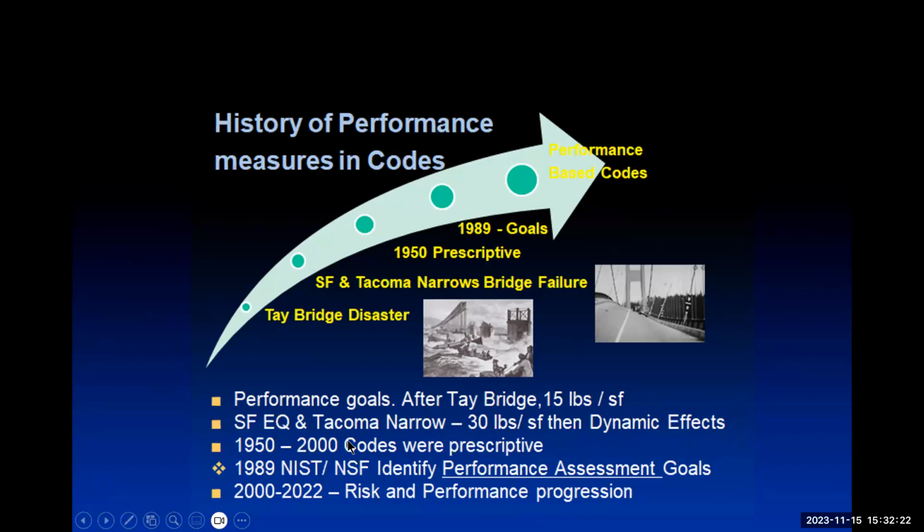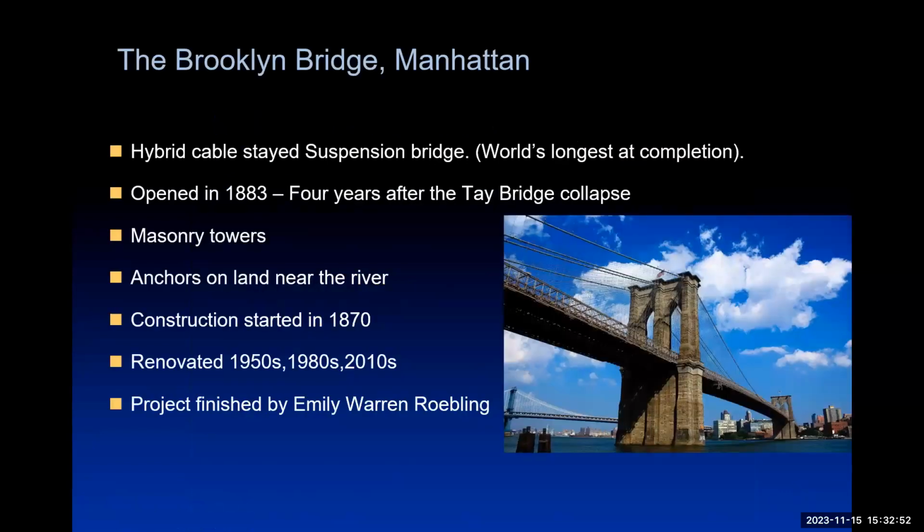So even up until about the year 2000, the codes were prescriptive. We had NIST, National Science Foundation, identified performance assessment goals, and we moved towards those. So only in about the last 23, 24 years do we have risk and performance regression. And that's important. I'll tell you about how that actually occurs.